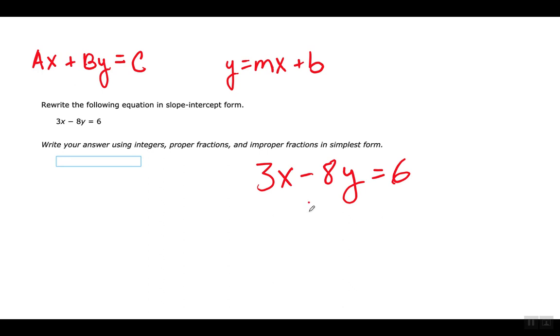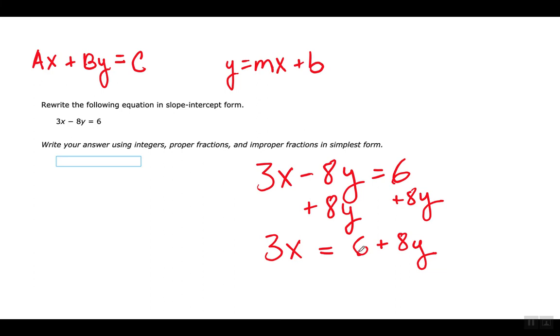Alright, so I'm going to move minus 8y to the right, which is going to give me 3x equals 6 plus 8y. Now I'm going to move the 6 to the left by subtracting 6 from both sides. And that's going to give me 3x minus 6 equals 8y. Now the only thing left to do is to divide both of these by 8.